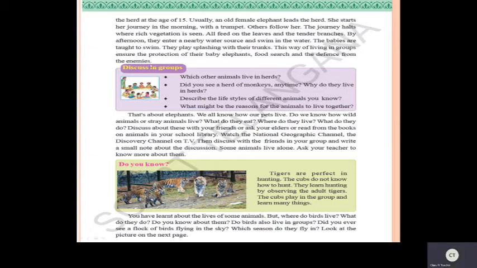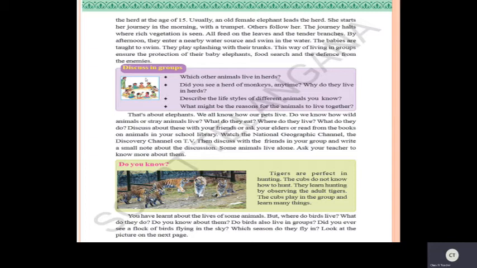This way of living in groups ensures the protection of their baby elephants. Now see here, it also helps with food search and defense from the enemies. Defense from the enemies means they'll protect their babies and also fight against the enemies.